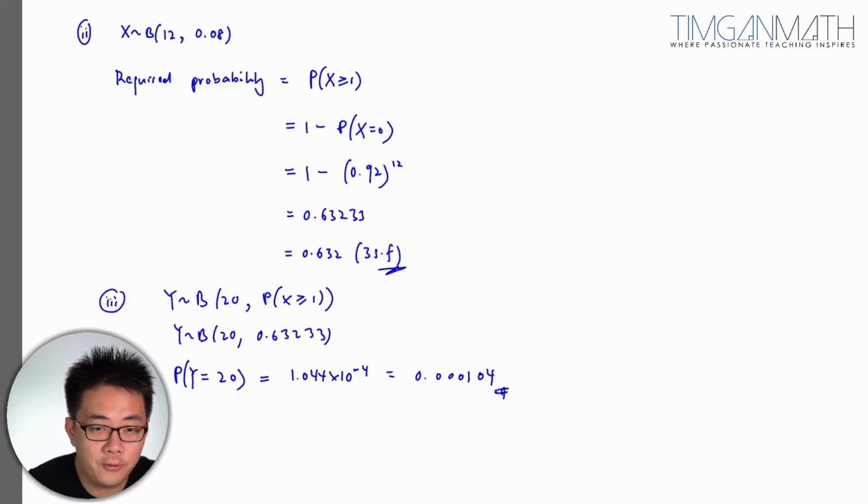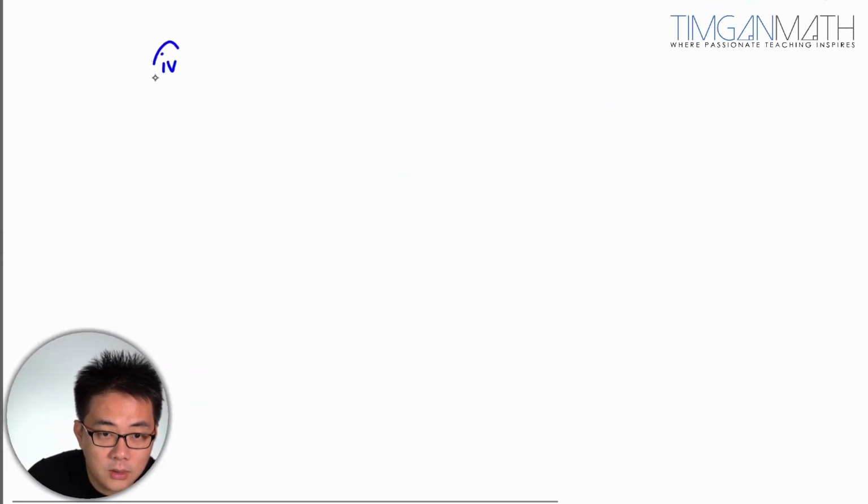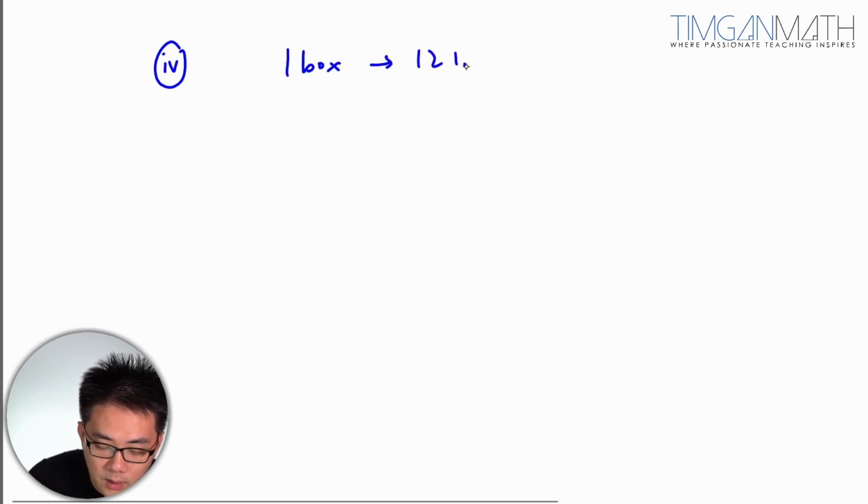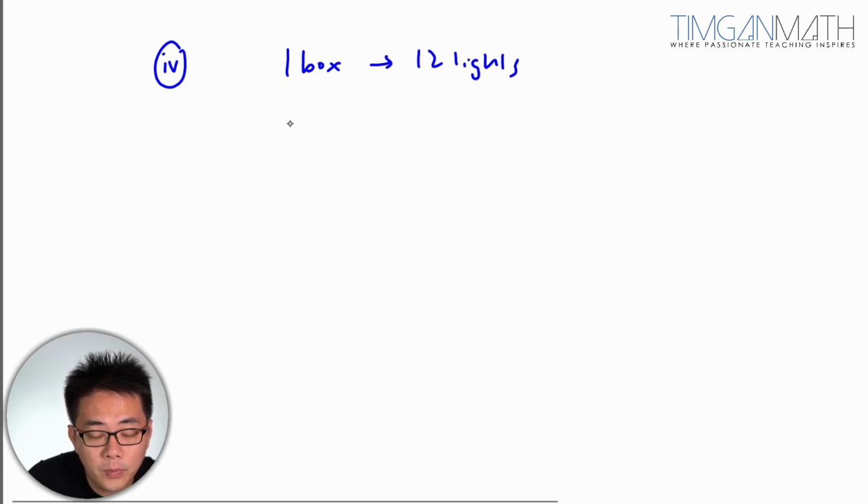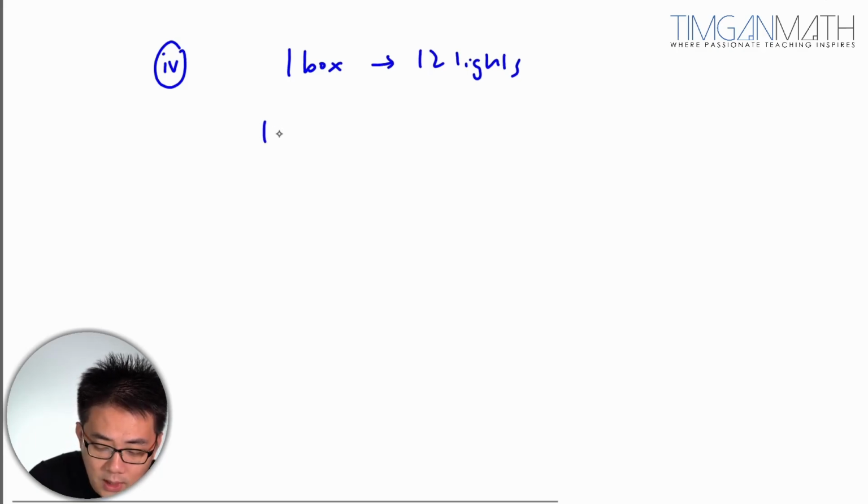Let's look at part 4. Find the probability that there are at least 2040 lights in a randomly selected carton. Meaning now you don't want to confine it to one box. You want it like a huge pot of lights, and you just mix everything together. So here we have 2040 lights. One box has 12 lights, and each carton contains 20 boxes, so one carton is 20 boxes.